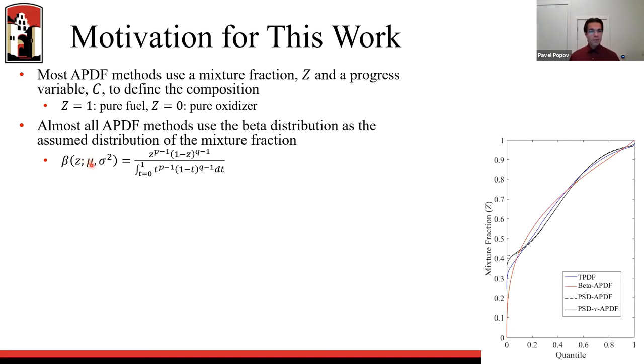So the beta distribution we all know and love, for the parameters mean mu and variance sigma squared, would look like z to the power of p minus 1 times 1 minus z to the power of q minus 1, normalized by the integral of that over the sample space 0 to 1. And for the sake of brevity, I won't explain how p and q are obtained, but they are simple functions of the mean and variance.